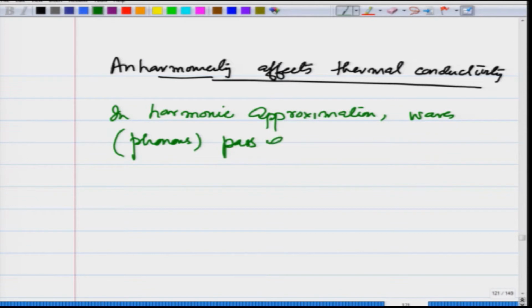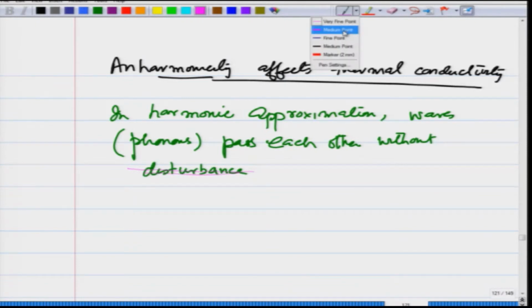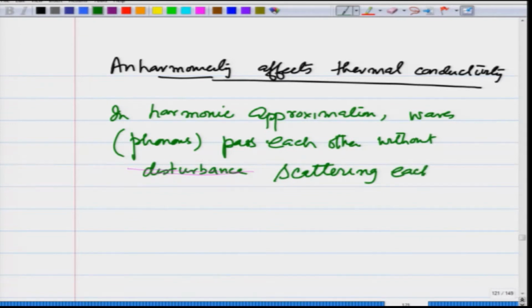pass each other without disturbance to each other, and what we mean in technical language, I will cut this disturbance and say without scattering each other. So, a phonon comes in, another one comes in, and they go through. They do not really scatter each other, they may interfere because these are waves, they interfere, but after that they pass through.